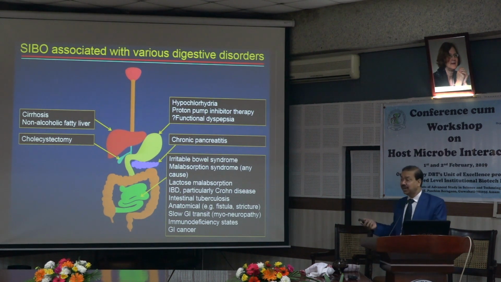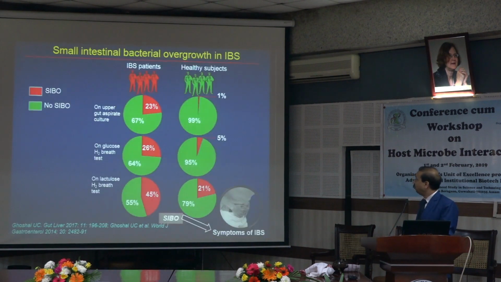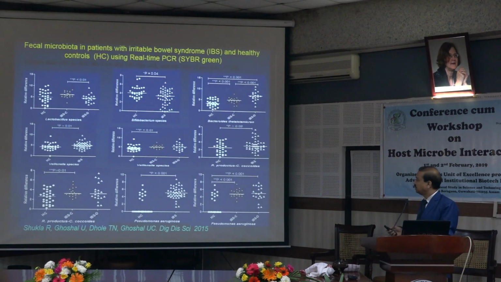So there are different disease conditions where we find that there is bacterial overgrowth, but because these are technical, I will not talk about them. This is one of the studies that we did, taking 8 bacterial species, because we are doing real-time PCR.